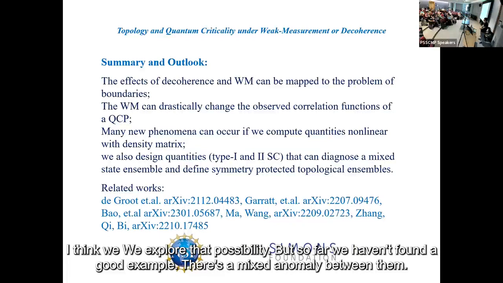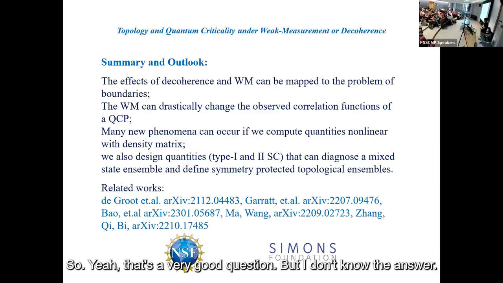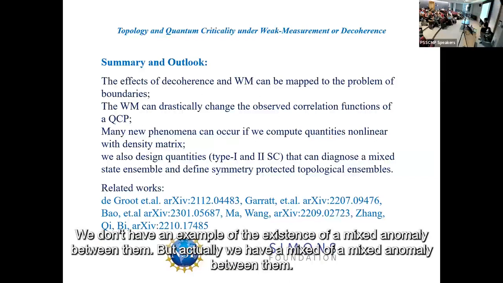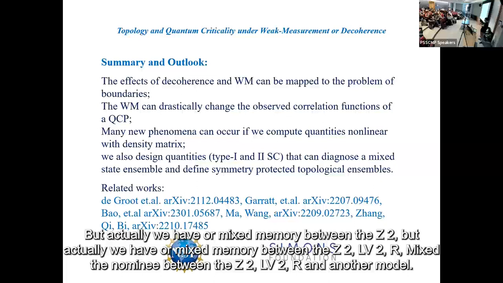I think we explored that possibility, but so far we haven't found a good example of a mixed anomaly between them. That's a very good question, but I don't know the answer because we don't have an example of the existence of a mixed anomaly between them. But actually we have a mixed anomaly between the Z2L, Z2R, and another Z2.